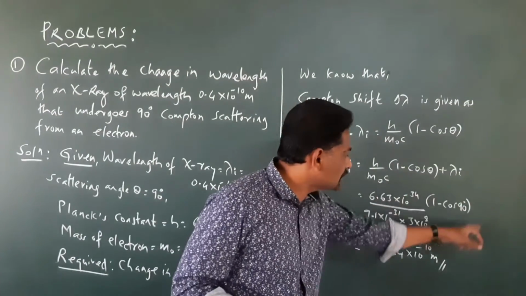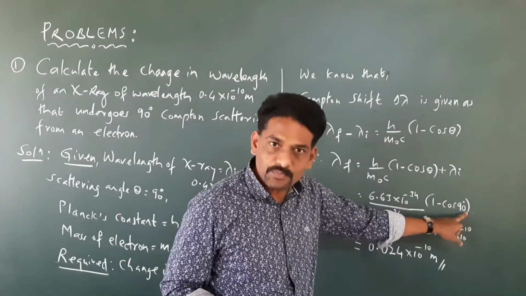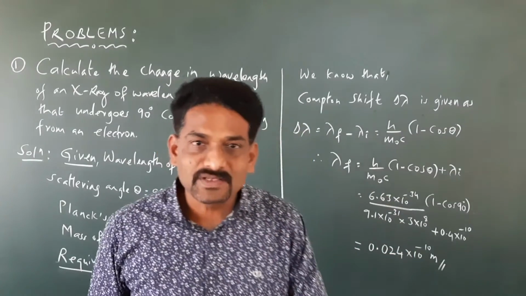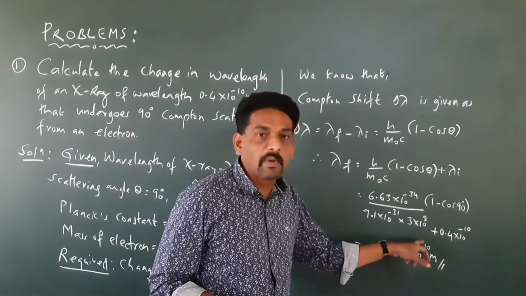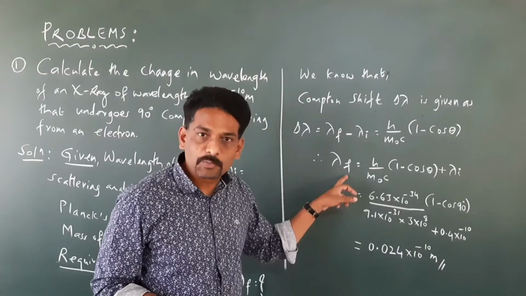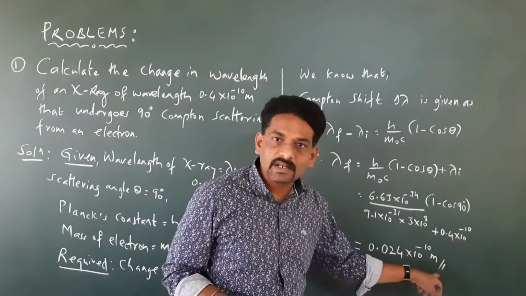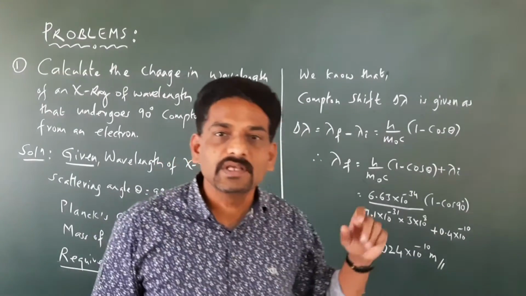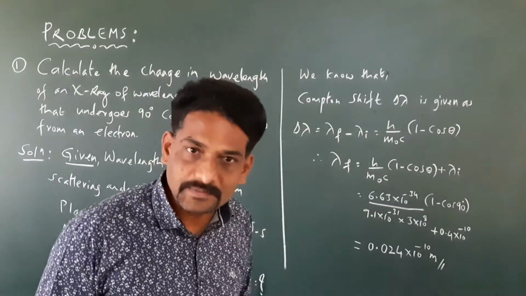When you simplify all these things, cos 90 is how much? 0. So if you simplify all these things, the answer is going to be of the order of 0.024 into 10 raised to minus 10 meter. So the value of lambda f comes out to be 0.024 into 10 raised to minus 10 meter. So this is going to be the wavelength after Compton scattering of 90 degree.